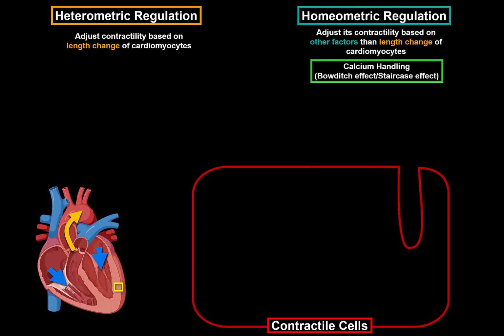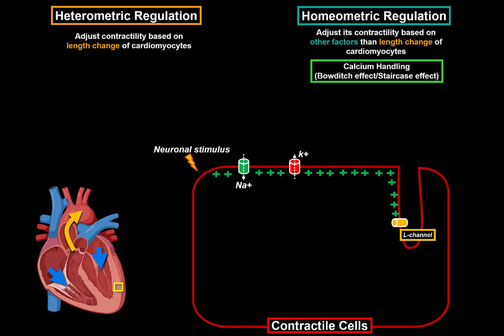Just to give you a quick recap on how the contractile myocardium is depolarized, if you remember, you first get a neural stimulus from the previous cell. It positively charges the cell membrane, activates voltage-gated sodium channels at the threshold potential. Once the cell reaches about plus 40 millivolts, it will activate potassium channels, pumping potassium ions out. That positive charge will still continue along the cell membrane, activating L-type calcium channels.